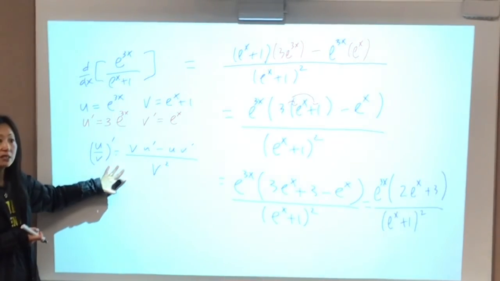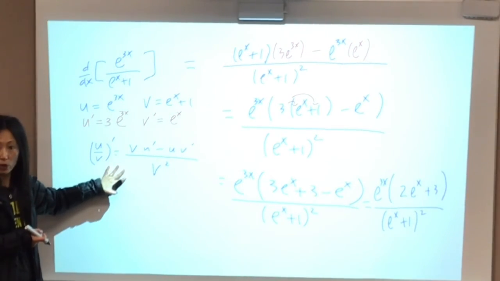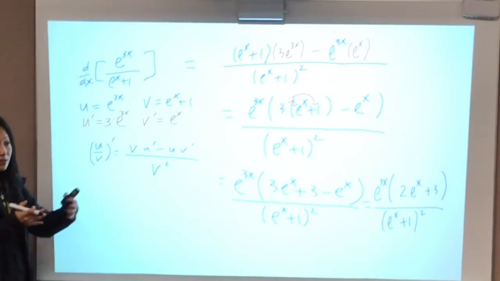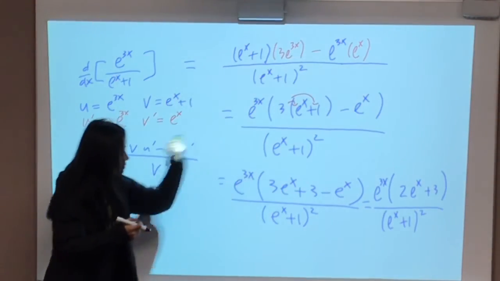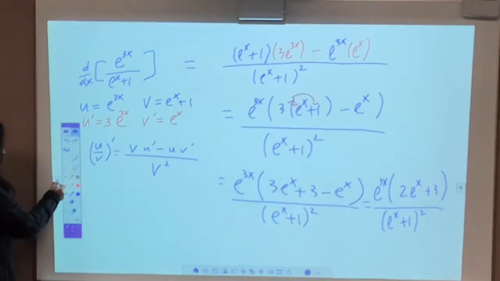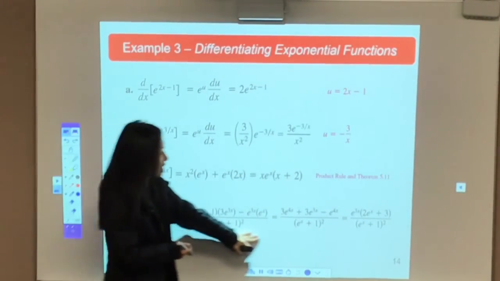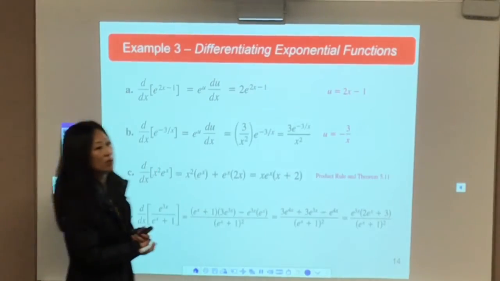Working with e is much easier than regular polynomials because it's easier to make the denominator the same, and it's easier to factor out. So as you see, this is how they got exactly the same as ours.